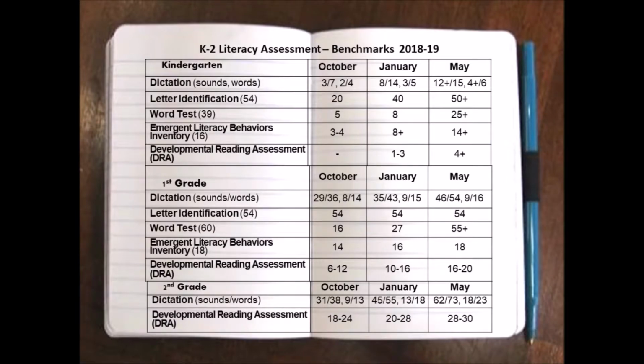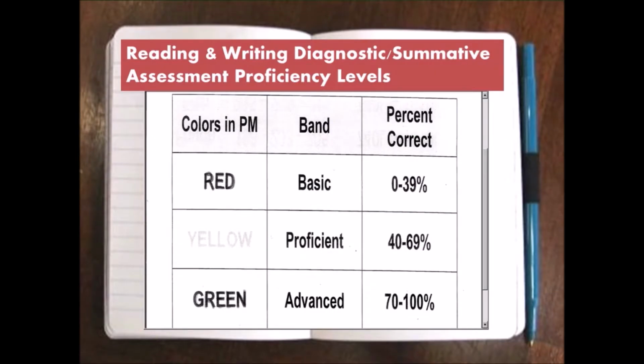As you can see on this slide, these are the benchmarks for each testing period for the primary grades. This is the benchmark on this slide for the MAP growth, the NWEA MAP growth, reading and writing diagnostic summative assessment based on proficiency levels. Basic is below grade level, below 39%. Proficiency is performing percents 40 to 69. Advanced is if you receive a percentage of 70% or above.